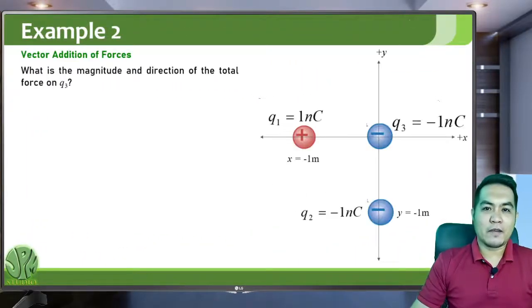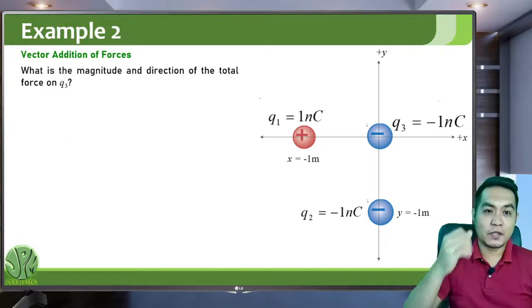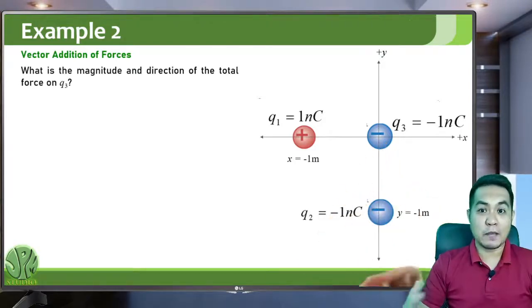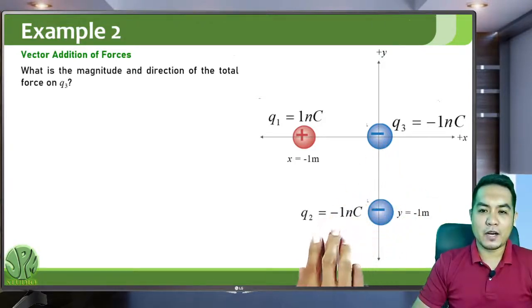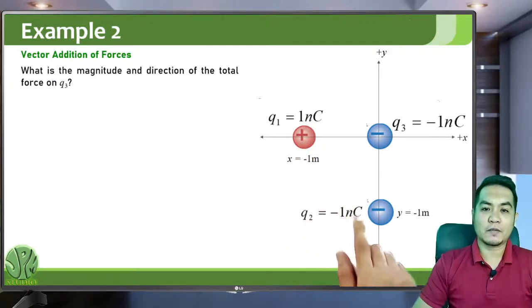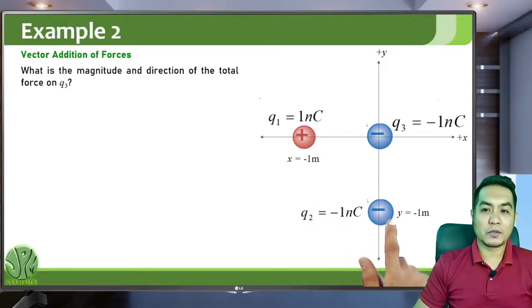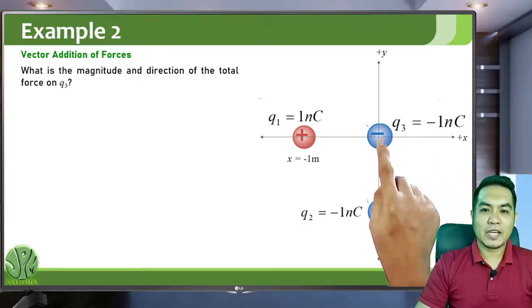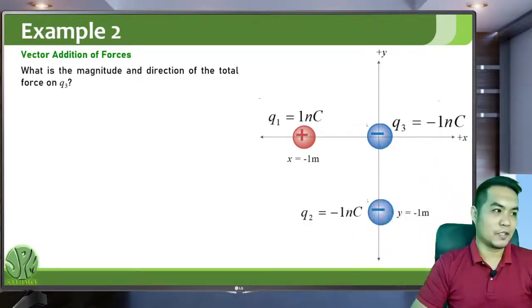Next example, vector addition of forces. What is the magnitude and direction of the total force on Q3? The total force on Q3 will be due to its neighbors. Its neighbors are Q1, 1 nanocoulomb, located at x equal to -1 meter, and Q2, -1 nanocoulomb, located at y equal to -1 meter. Q3 is a negative charge, and it is at the origin.